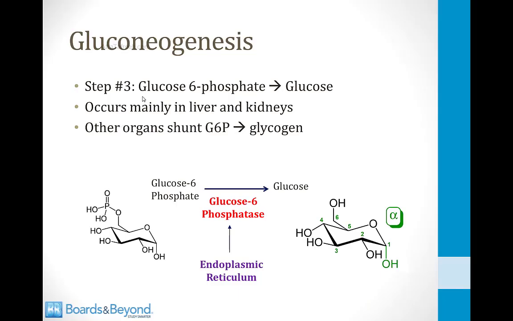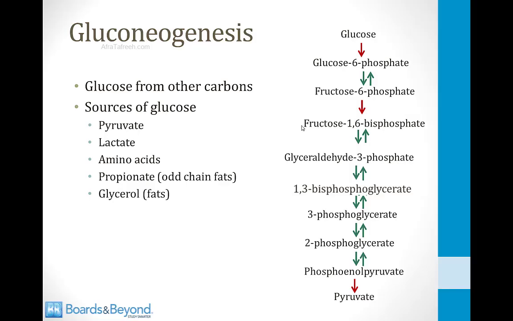Back to our steps for gluconeogenesis, the final step in conversion of pyruvate to glucose is the conversion of glucose 6-phosphate into glucose. Back to our overview slide, once we have converted fructose 1,6-bisphosphate into fructose 6-phosphate, we can then go backwards through glycolysis until we reach glucose 6-phosphate. This is an irreversible step of glycolysis, so gluconeogenesis requires its own enzyme to synthesize a molecule of glucose.